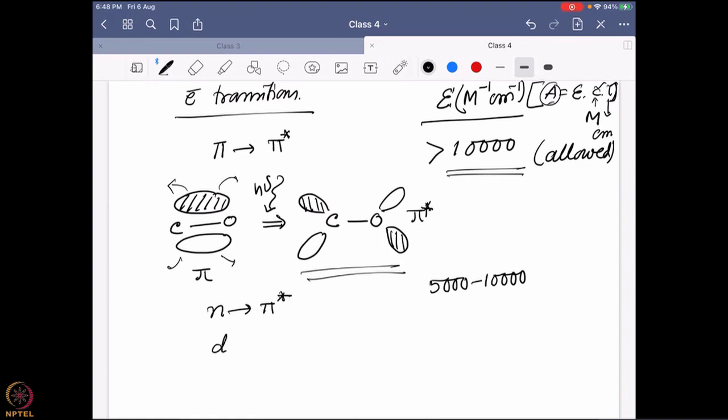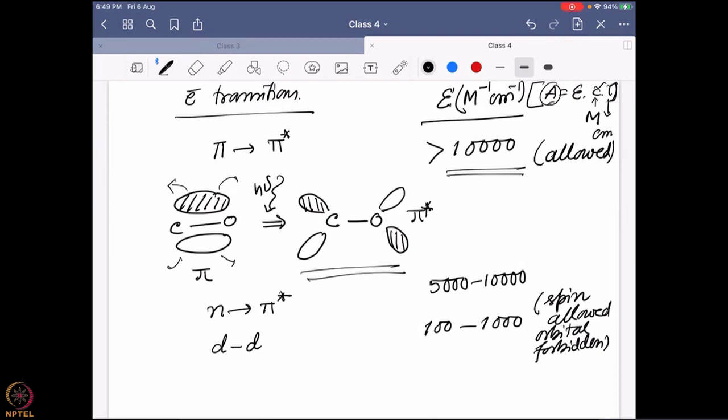Then comes d-d transition, especially the transition metals. They generally have a value between 100 to 1000. That means they are allowed with respect to the spin, but with respect to the orbital, they are not allowed. They are orbital forbidden. The symmetry of the orbital doesn't allow it. So that is why the oscillation exchange doesn't happen that easily, reflected with the epsilon value.